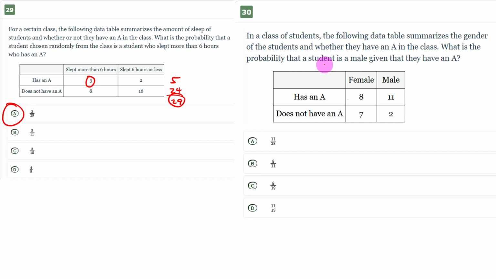All right, what is the probability that a student is male given that they have an A? So we're only talking about these. So that's 19, and we're only talking about the 11. 11 over 19.